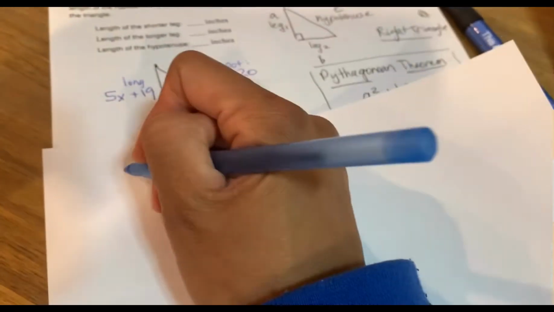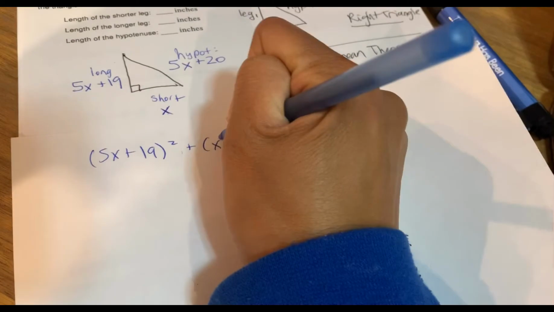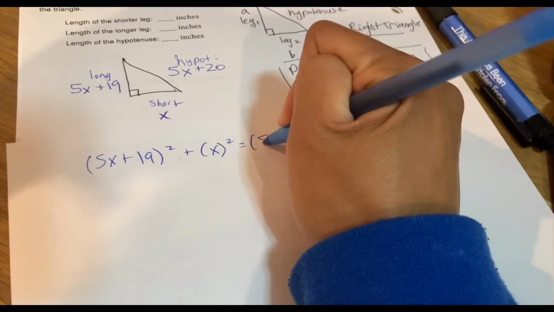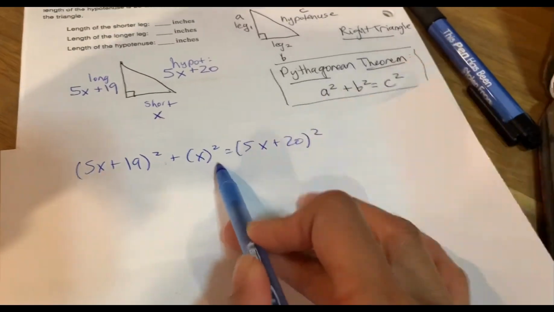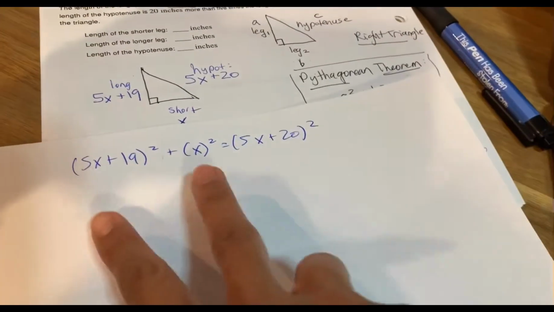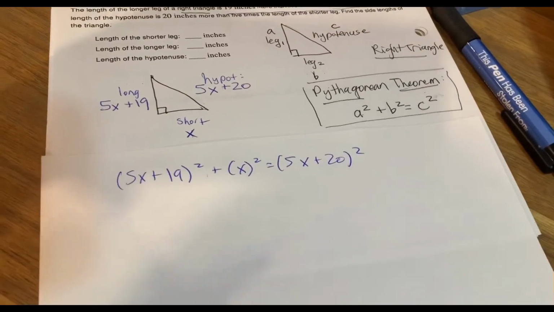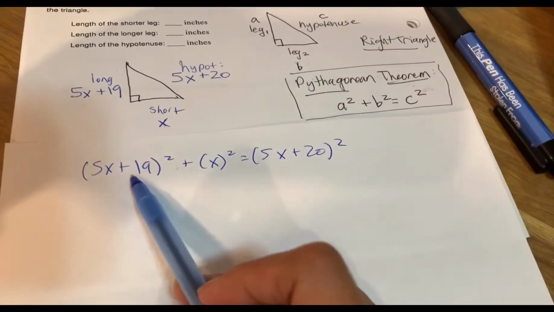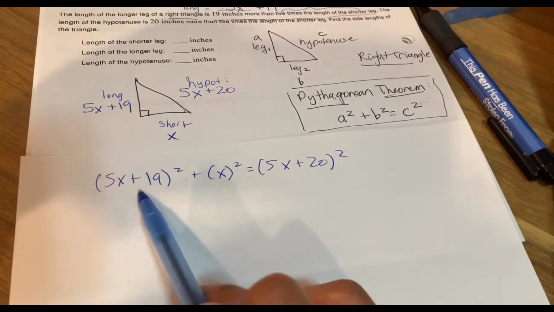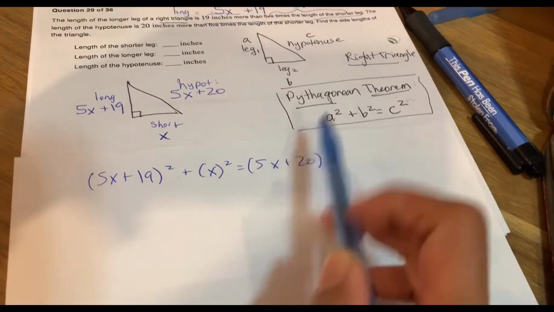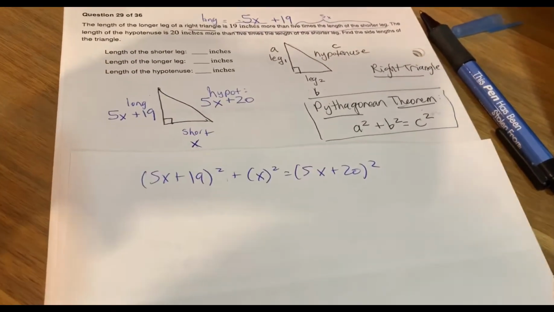So here, (5x + 19)² + x² = (5x + 20)². So a² + b² = c². And again, you could flip these around, so it doesn't matter which one went first. It doesn't matter which leg is which, right? Which leg went first. So you can switch that around if you like. So again, I got this from a² + b² = c² here. Here's the leg squared plus a leg squared equals the hypotenuse squared.